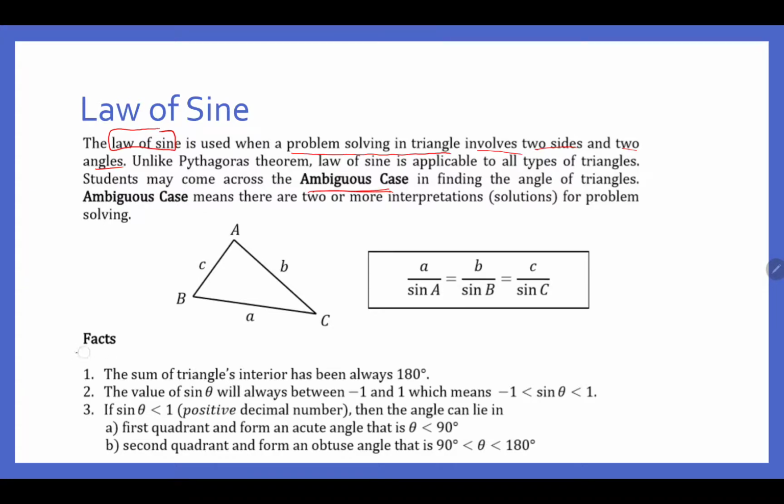Okay, let's take a look at the facts here. Number 1, the sum of a triangle's interior angles is always 180. Yang ni memang dah tahulah kan. Number 2, the value of sine theta will always be between -1 and 1.